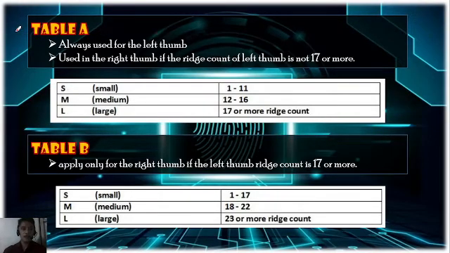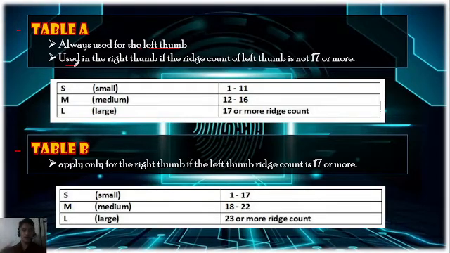Okay? So, kailan natin gagamitin si table A and then kailan natin gagamitin si table B? Anong ruling dito? Okay, so sabi dito sa table A, we are going to use this for the left thumb lagi. Always use table A for the left thumb. Okay? Para tapos na. Period. Always use table A sa left thumb.